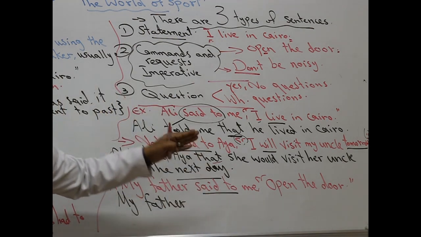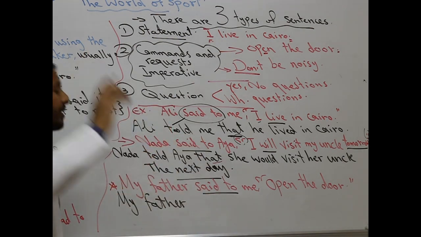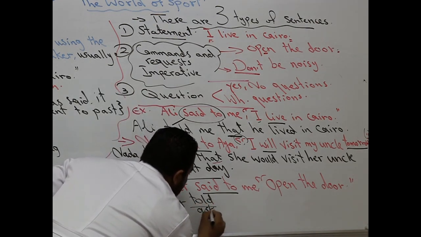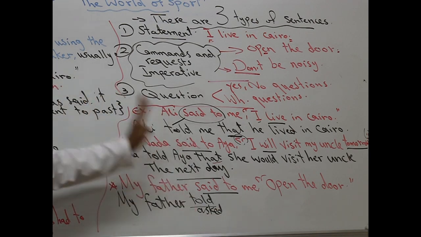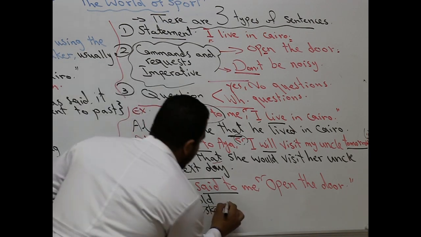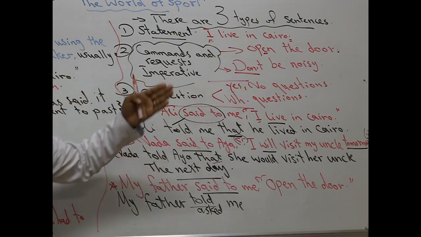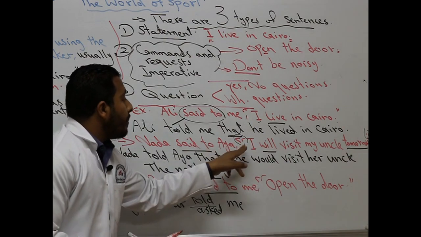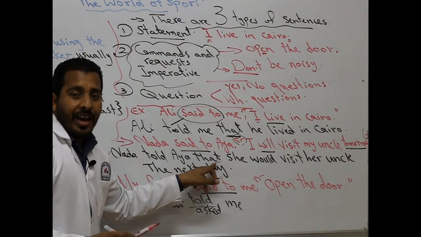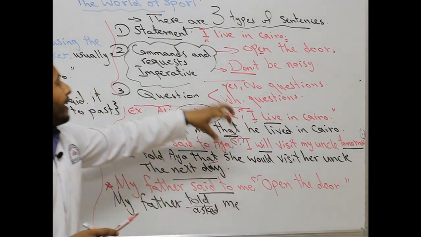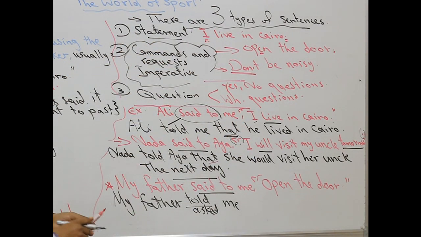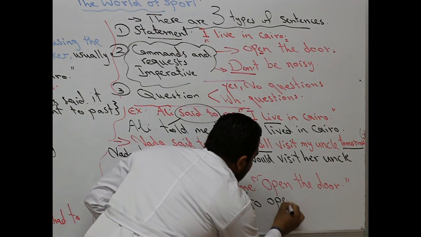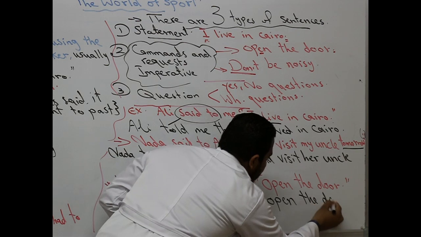We also change said to into told or asked. Told أو asked. There is no difference between them. But concentrate more. First, it's a statement. دي جملة خبرية. So we drop quotation marks and use that. حذفنا علامات التنصيص واستخدمنا that. But it's an imperative. دي جملة أمرية. حذفنا علامات التنصيص واستخدمنا to open the door.